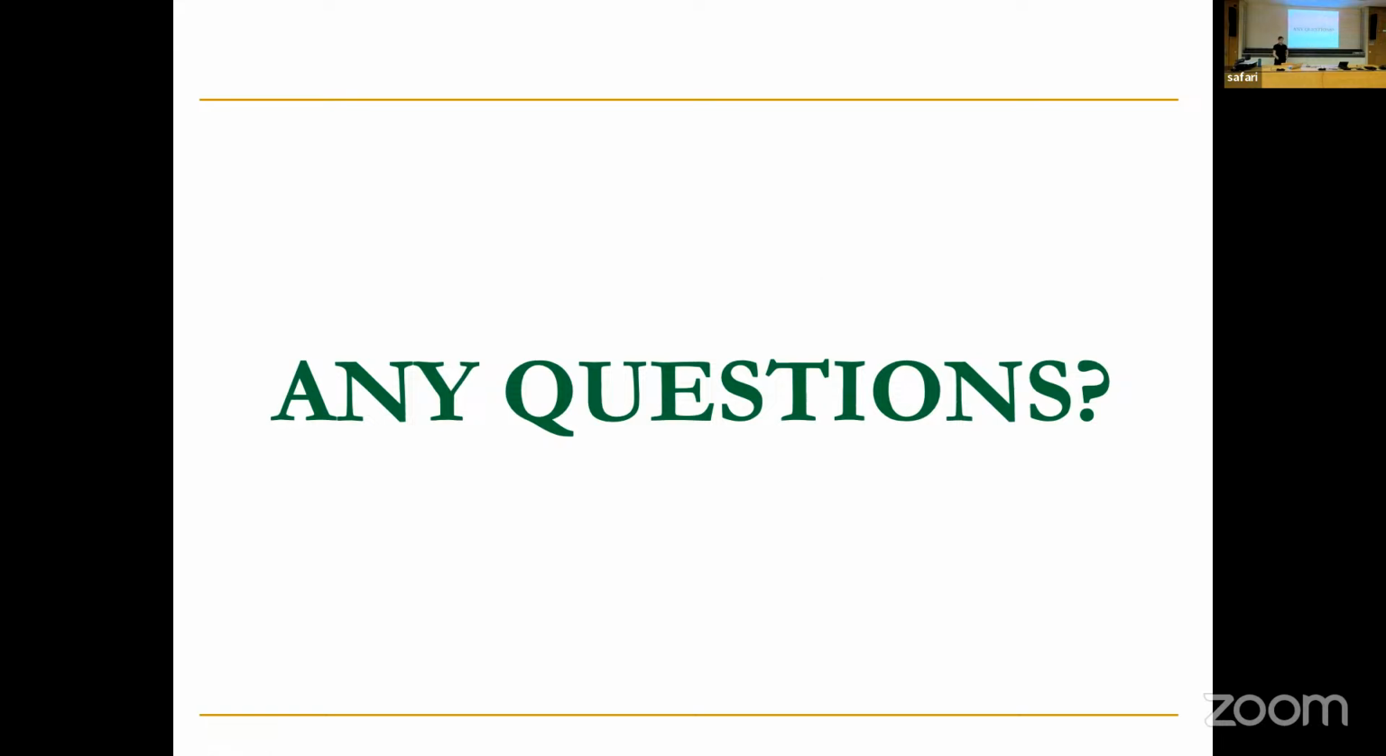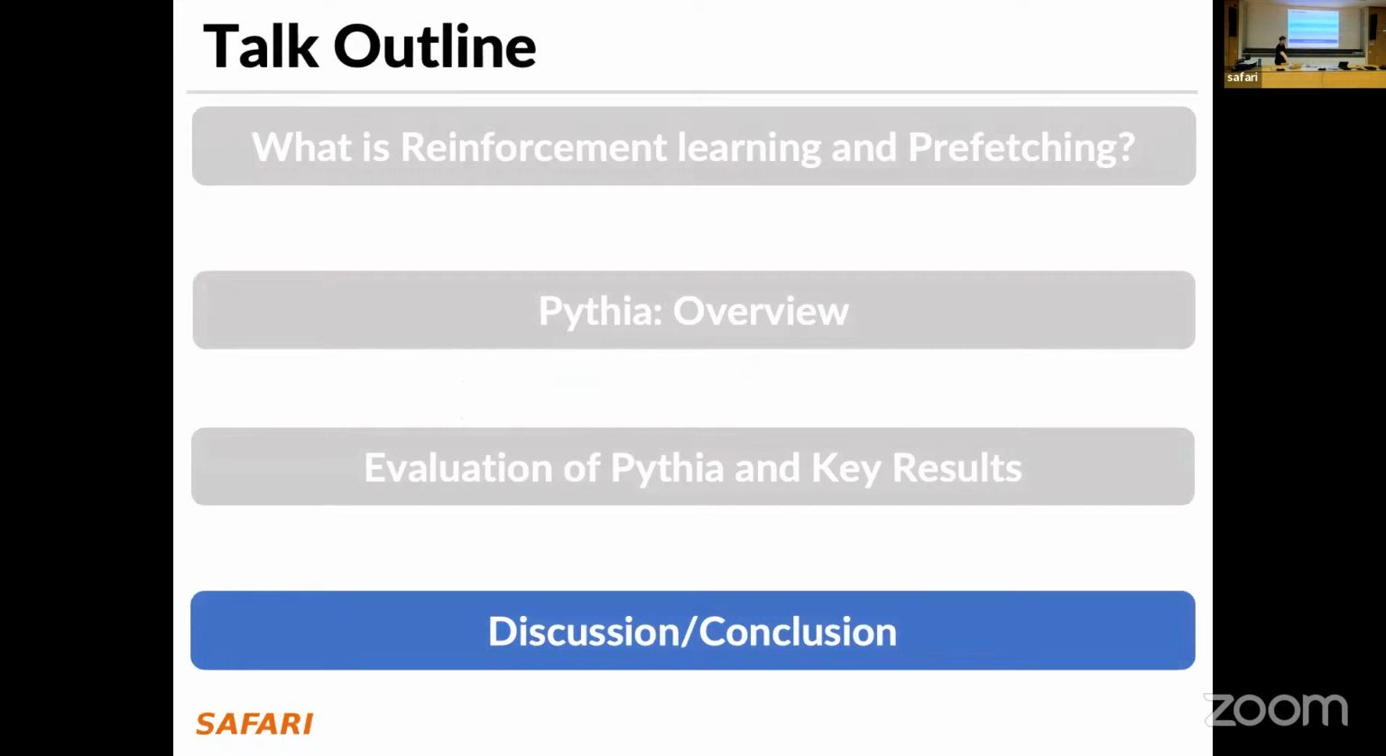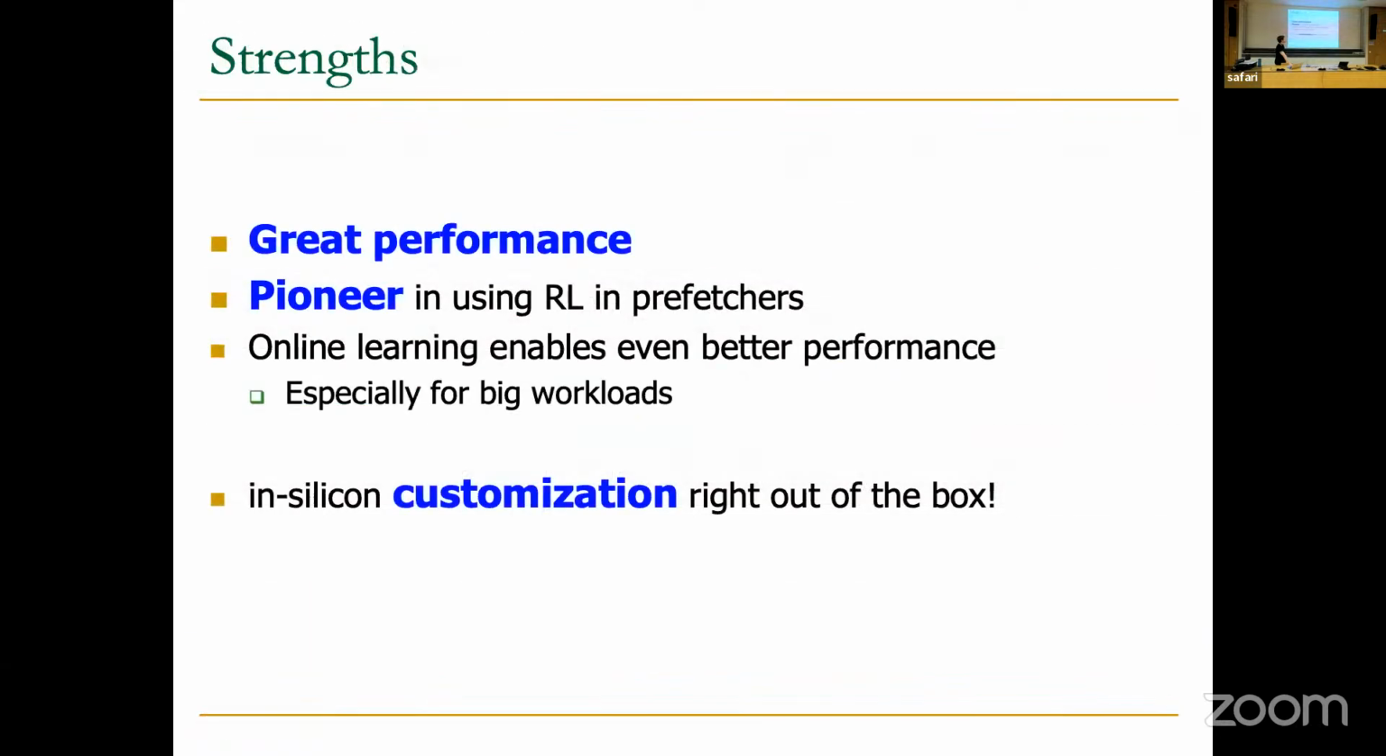All clear, then we can move on. So what are some strengths of Pythia? The performance is obviously great. We saw that in the previous graph. It is a pioneer in using reinforcement learning in prefetchers. It was one of the first papers, even though it was released just 2 years ago, so that's not that old. And the in-silicon customization is a very cool feature, I think, and it can be very great, especially in more expert or more important or complex workloads, let's say.